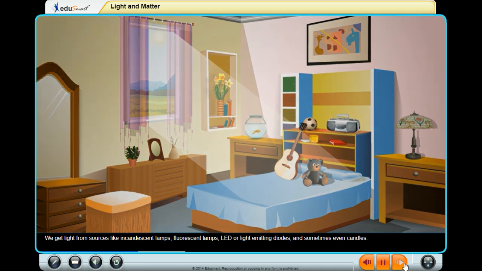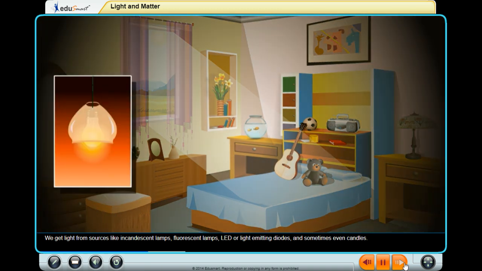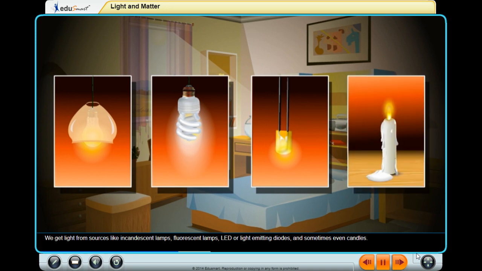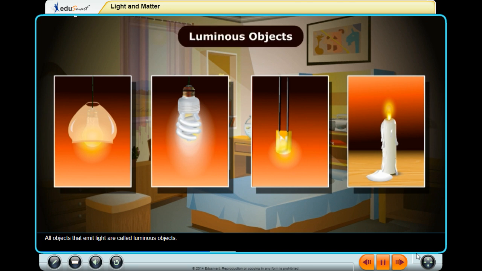We get light from sources like incandescent lamps, fluorescent lamps, LED or light-emitting diodes, and sometimes even candles. All objects that emit light are called luminous objects.